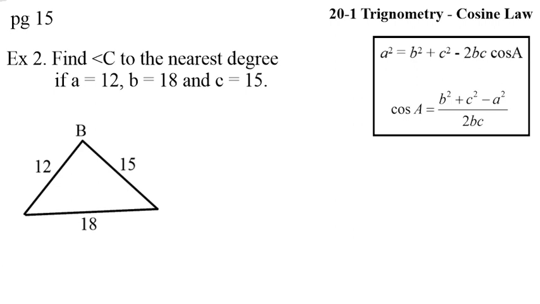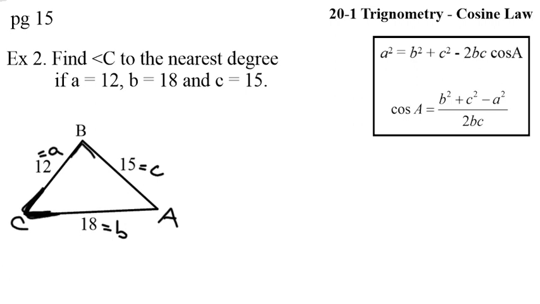Let's take a look at example 2. It's not labeled. Information is given in the question. Labeling doesn't hurt. We want to find angle C to the nearest degree. A is 12, which means opposite is angle A. B is 18, so that has to be B. Opposite is angle B. And 15 is C, so opposite it would be angle C. Everything's labeled nice. We're trying to find angle C.